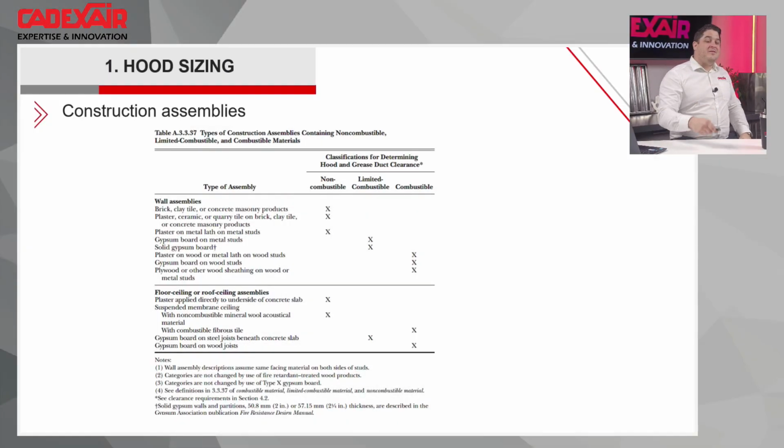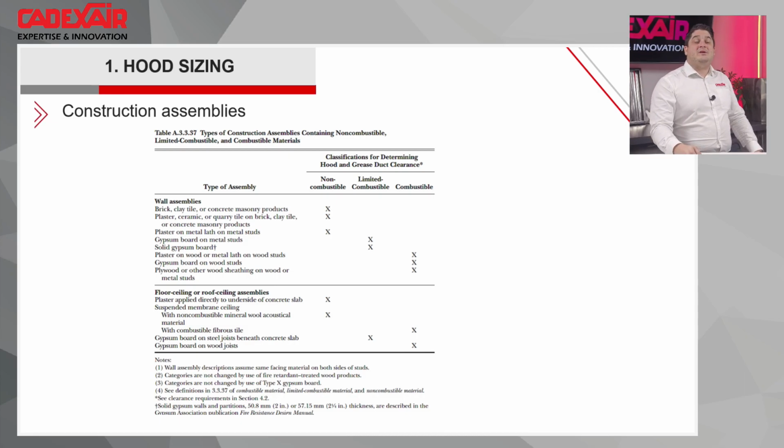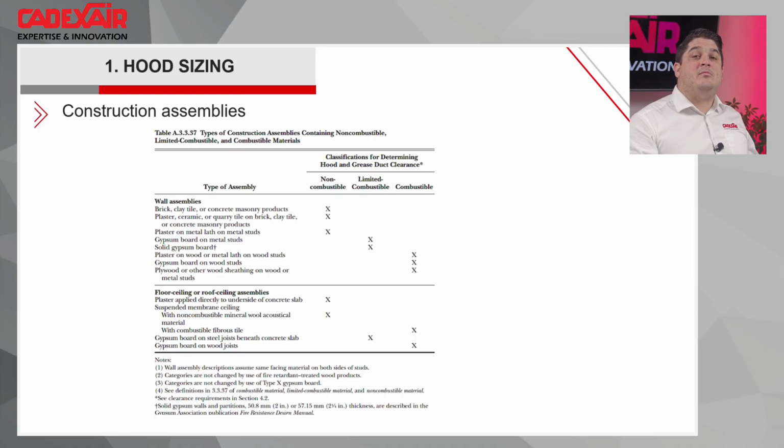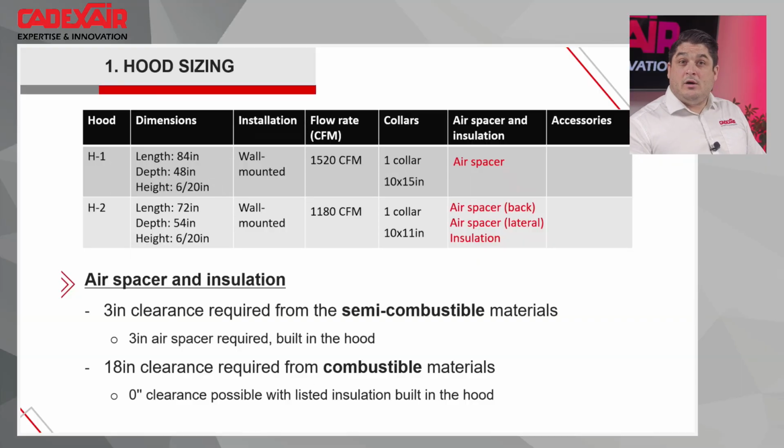Also, if people want to double check, I'll send you the most common ones that are listed in NFPA 96 to see what is combustible, limited combustible, and non-combustible material for the assembly structure. So, to quickly sum up: 3-inch clearance for semi-combustible material, and if you have combustible material, we will put a 3-inch spacer with listed insulation to have 0 clearance from all combustible material.